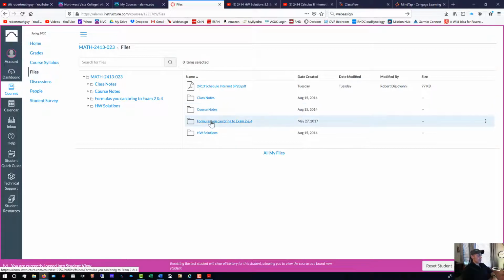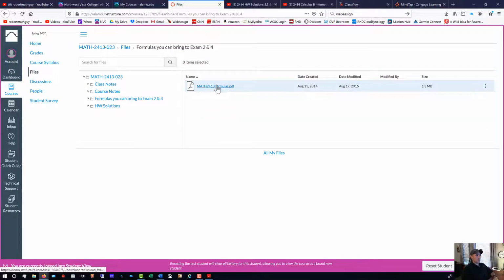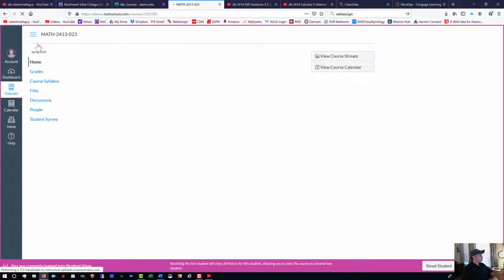And then there will be a folder that'll tell you what you can bring to exams 2 and 4. So for this class, this college algebra, this is it. Click on that. I think it's a couple of pages, print it out, bring it with you. For Cal 2 and 3, there's a lot more formulas and stuff that you can bring. So yeah, that's the files.